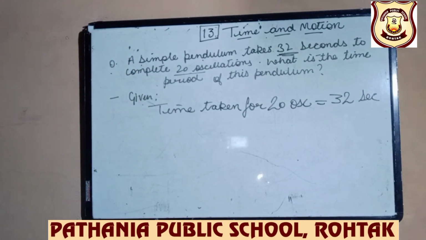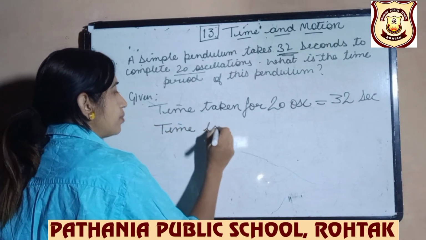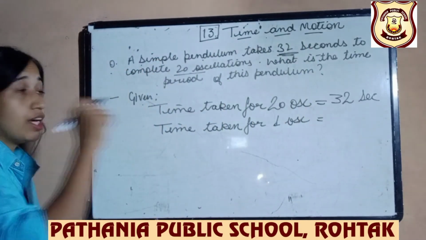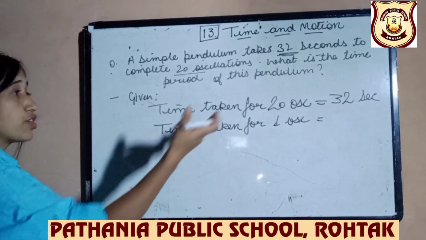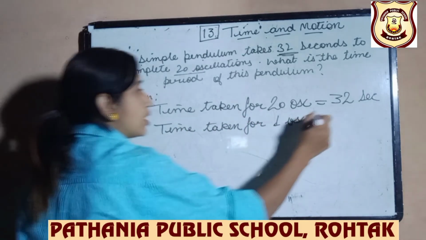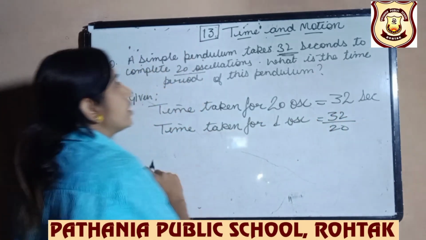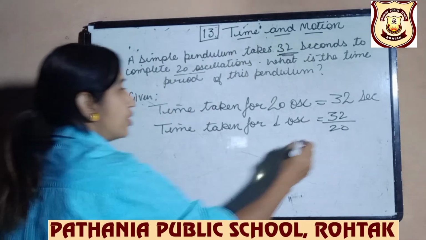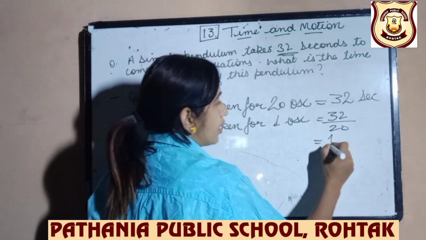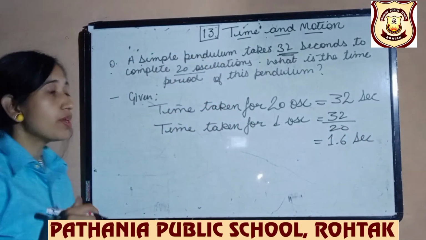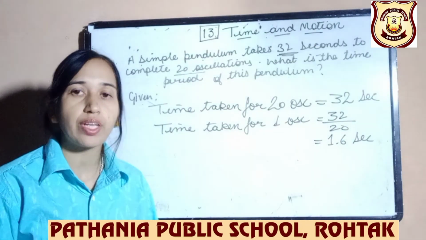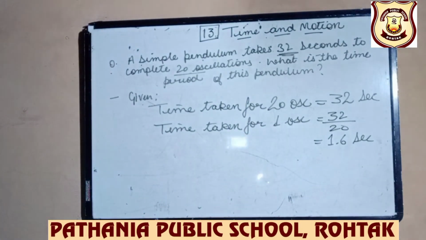Now, time taken for one oscillation. How we will calculate? If you have the time for 20 oscillations, then how you will calculate one oscillation? 32 by 20. What will be the answer? Calculate it fast. Yes? It is 1.6 seconds. Okay. So, time taken by one oscillation is equal to 32 by 20. One oscillation we can take out very easily. Calculate it and you will get the 1.6 second answer.